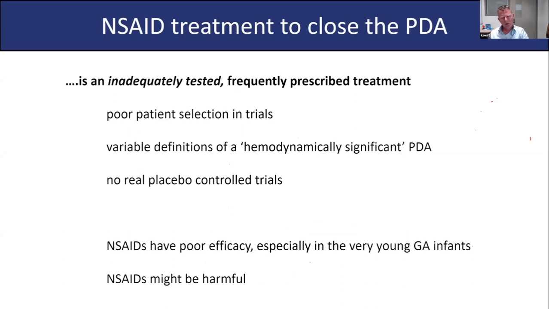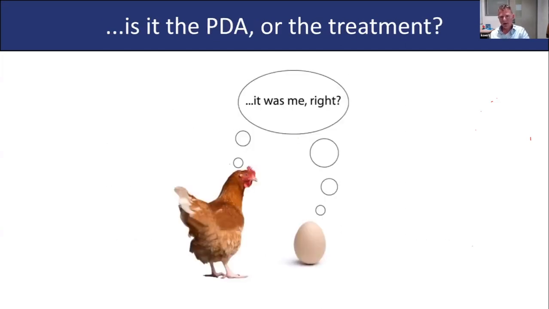Further, I have shown you that NSAIDs have poor efficacy, especially in the very young gestational age infants, and that NSAIDs might be harmful, either by delaying the ductal closure or through other mechanisms. So I think this is where we ended up in the chicken and egg situation. Is it the PDA? Is it the treatment? What do we have to go from here? What can we do now?